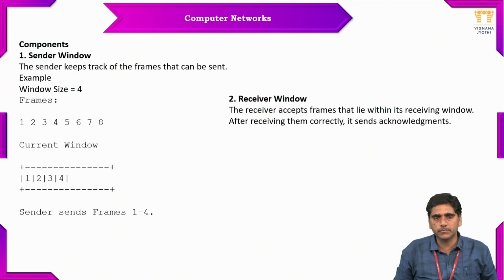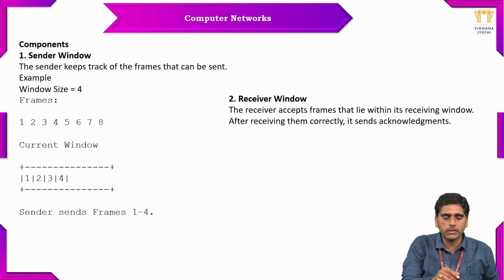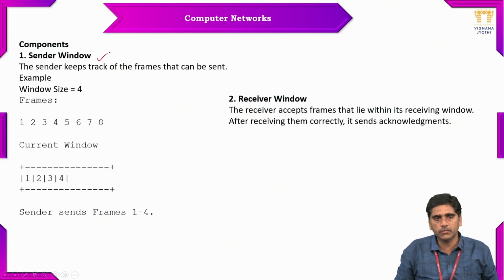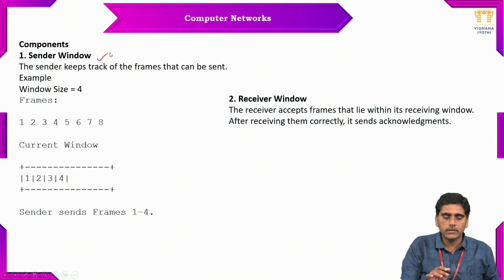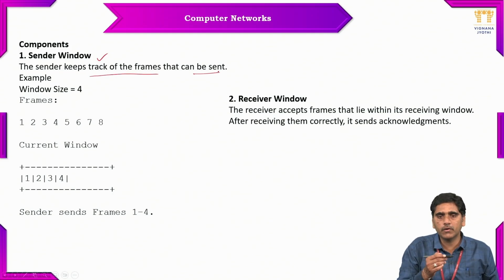So here are the components. What are the components of this protocol? The first component is the sender window. The sender keeps track of the frames that can be sent, that is, how many frames it is able to send. That is the sender window. It maintains the window size.